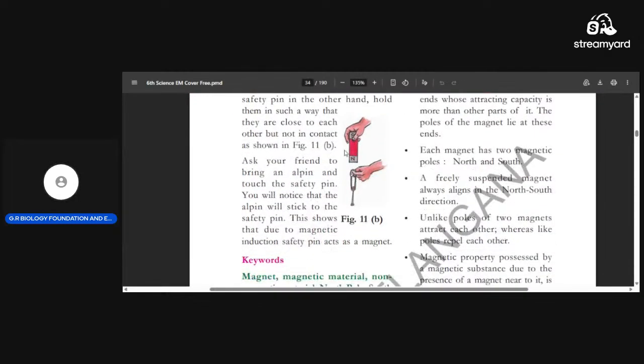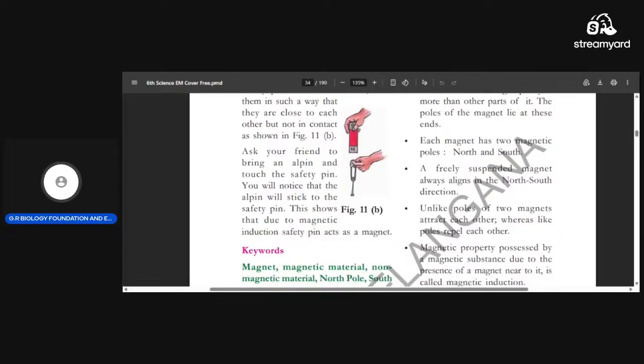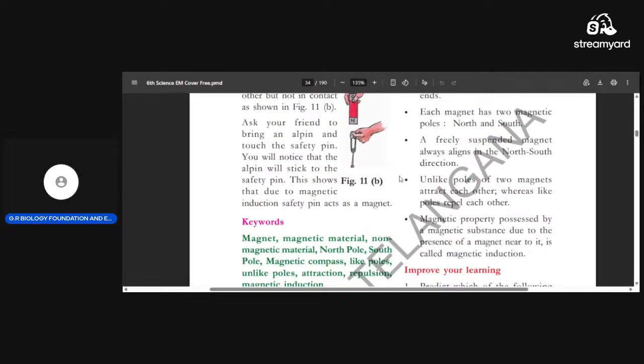See here, this magnet power passes through this safety pin and it attracts the alpin. This is what the 11th B picture indicates. This picture shows magnetic induction.